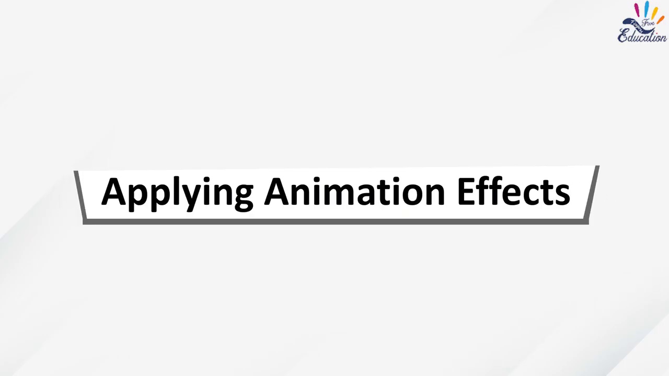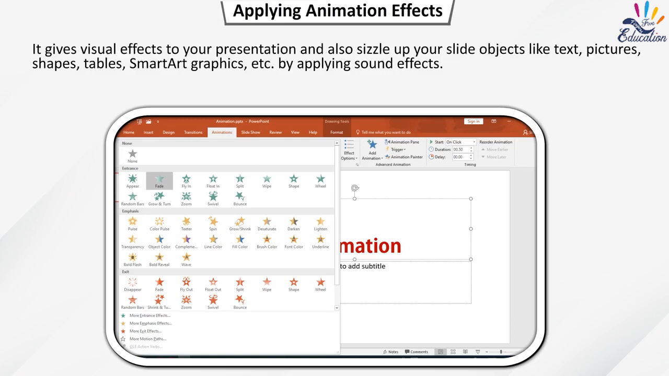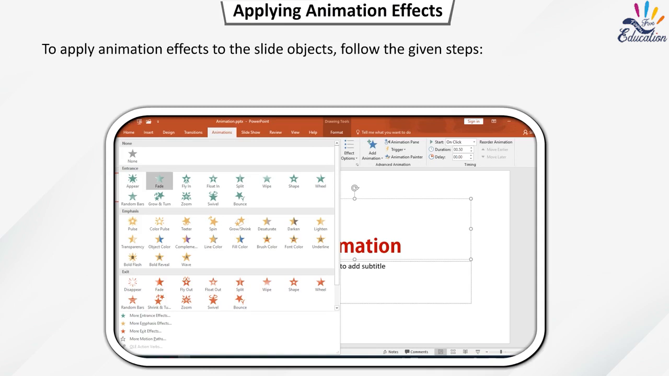Applying animation effects. Moving objects such as text, graphics, charts, logos, etc. that are made up of a sequence of images displayed one after another on the basis of slide are called animations. It gives visual effects to your presentation and also sizzles up your slide objects like text, pictures, shapes, tables, smart art graphics, etc. by applying sound effects. To apply animation effects to the slide objects, follow the given steps.